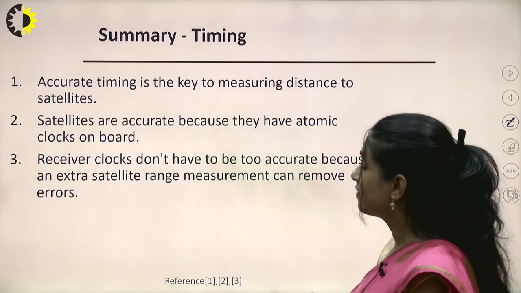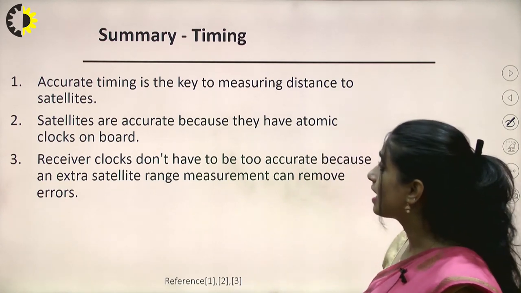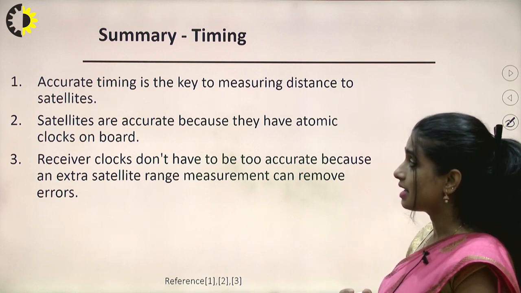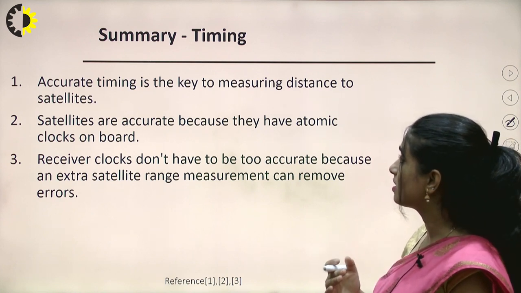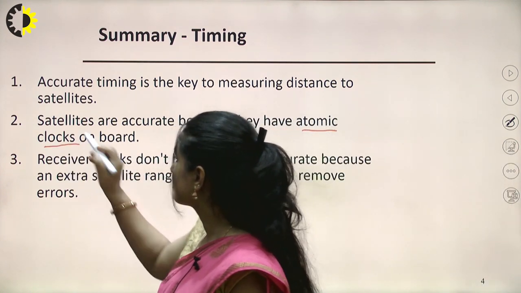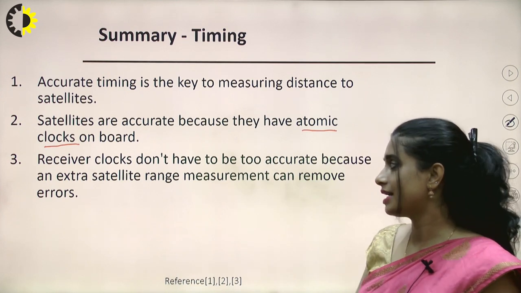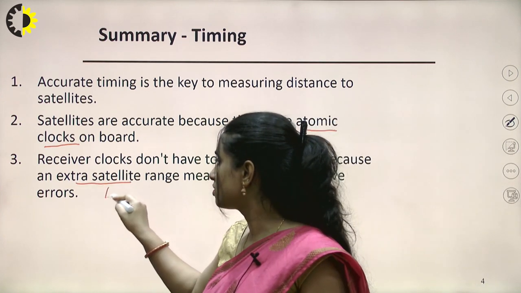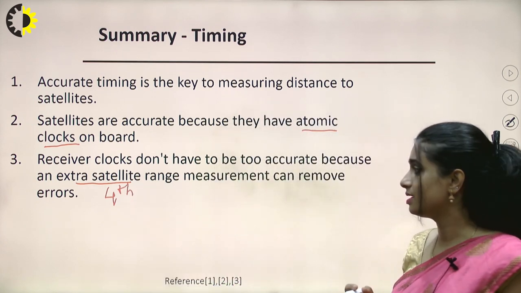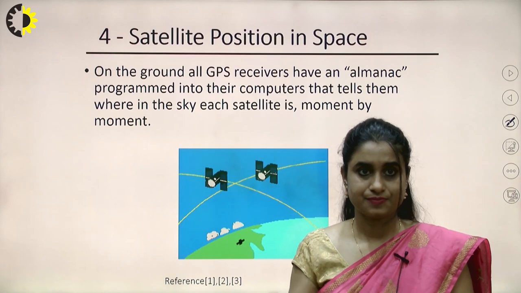So if we summarize our timing calculation, then accurate timing is the key to measuring distance to satellites. And satellites are accurate because they have atomic clocks on board, right? Receiver clocks don't have to be too accurate because an extra satellite, the fourth one used for range measurement, can remove the errors that were previously discussed.